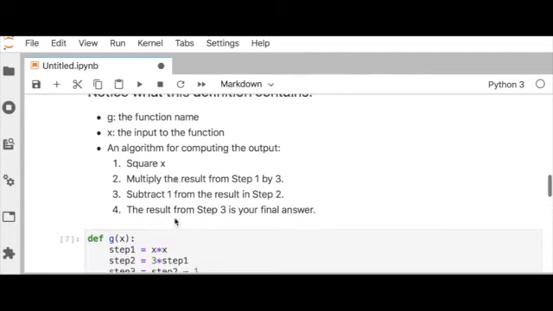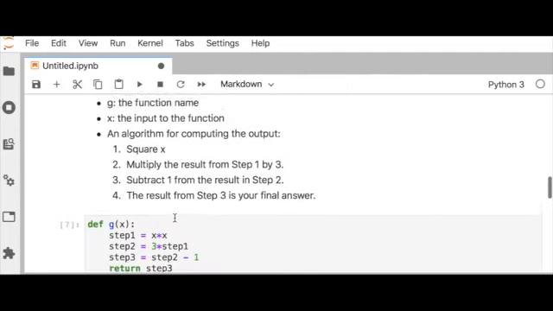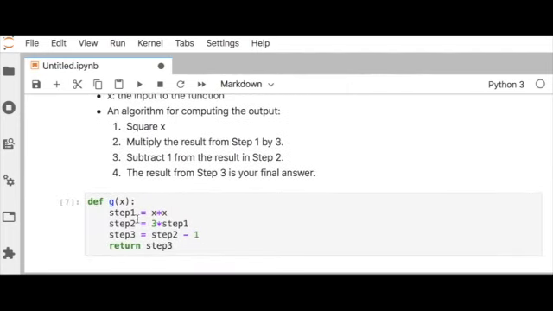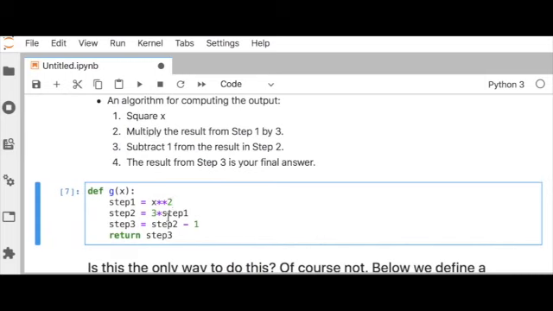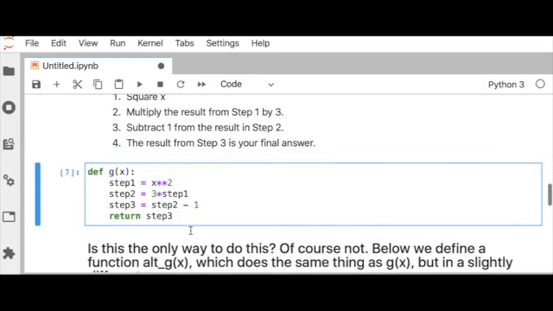So this is an algorithm. And if I wanted to implement it in Python using this sort of step-by-step process, I could do it with these intermediate variable calculations. I could actually say step 1 creates x squared, or I could do x asterisk asterisk 2 to achieve the same result. Step 2 is 3 times step 1. Step 3 is step 2 minus 1. And then return step 3. That says the answer from step 3 is my final answer.